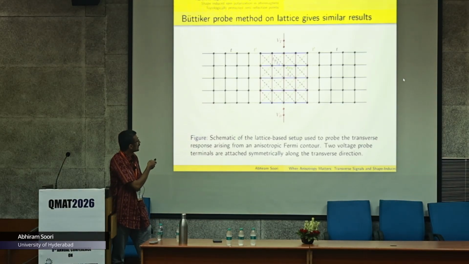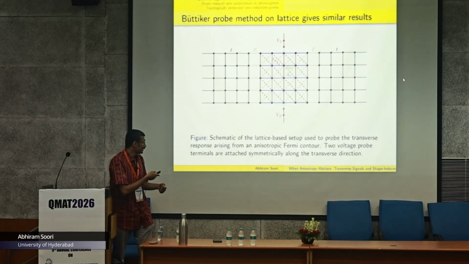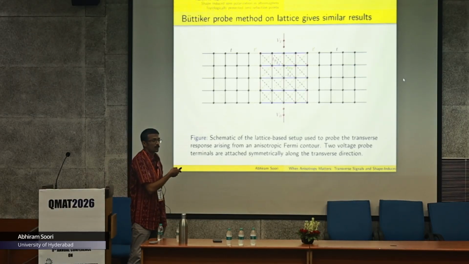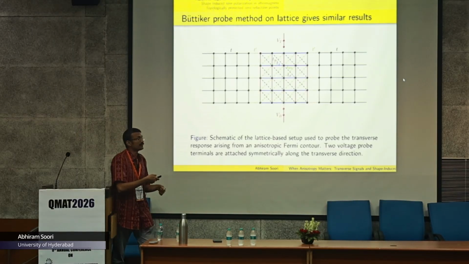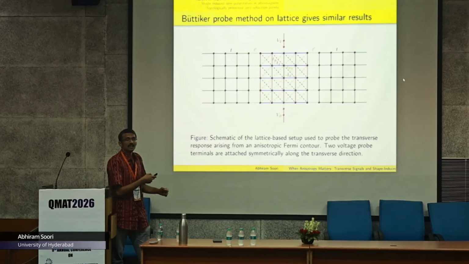So when you apply a bias from left to right, a current flows in the transport channel, and a small current flows into the Büttiker probe also. And now what you do is you adjust the voltages of the Büttiker probe. You change it from 0 to, let's say, Vt. When you change it to Vt, some current flows from the Büttiker probe into the channel. Okay, so you choose these voltages Vt and Vb in the Büttiker probe in such a way that the net current that goes into the Büttiker probe is 0.